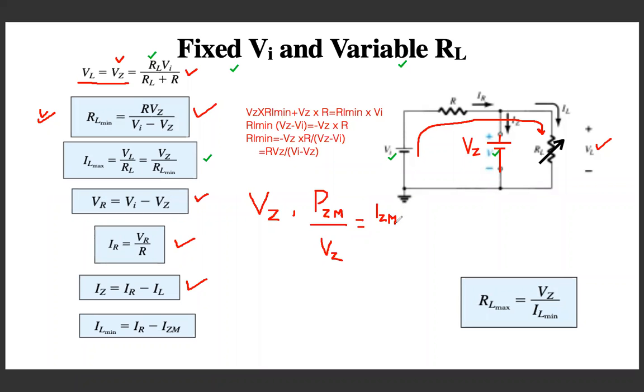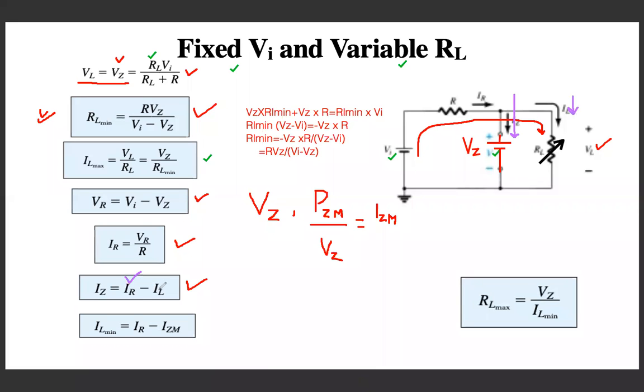So IZ is our maximum value of current, and if we put that maximum value here, then the minimum value of the load current will come. Here, try to understand the relation between maximum and minimum. The current through the Zener diode will be maximum when the load current will be minimum, because the sum of these two is constant, which is IR. So that is right here.